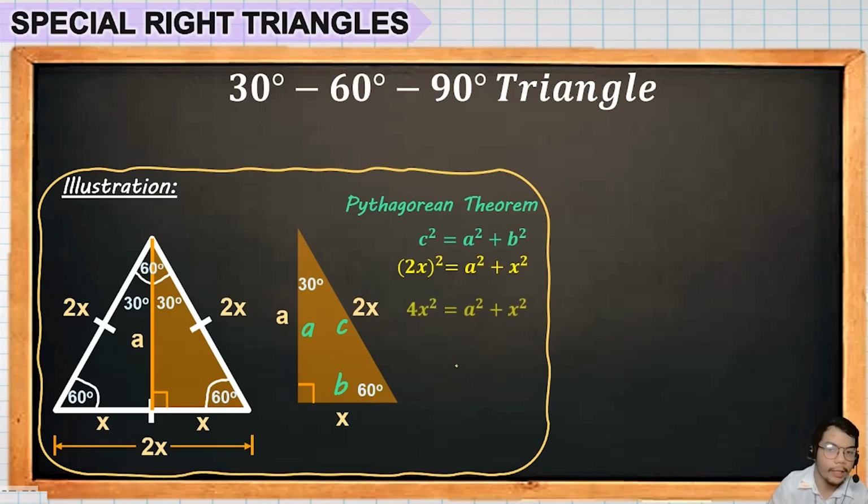So if we simplify (2x) squared, we have 4x squared is equal to a squared plus x squared. Lipat natin yung x squared sa kabila. Magiging 4x squared minus x squared. It's gonna be 3x squared is equal to a squared.